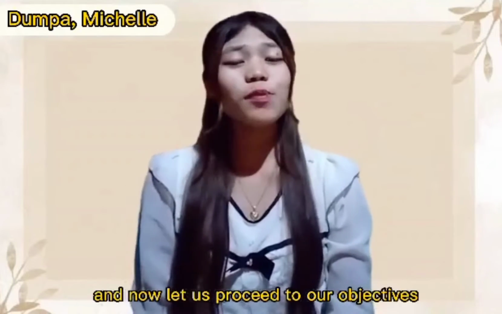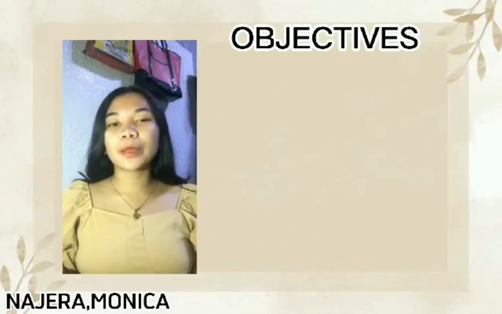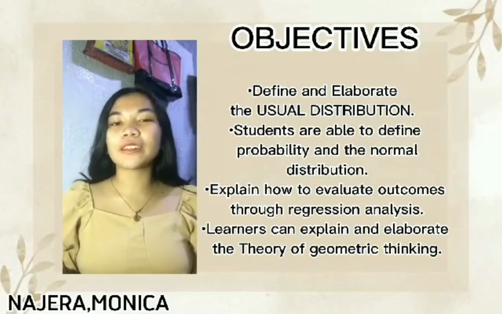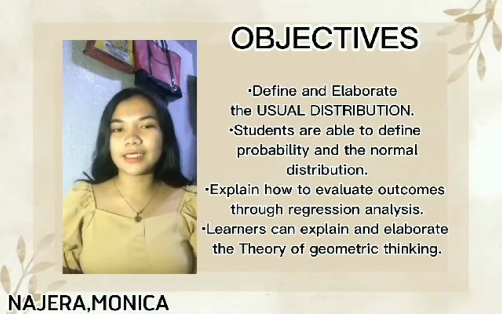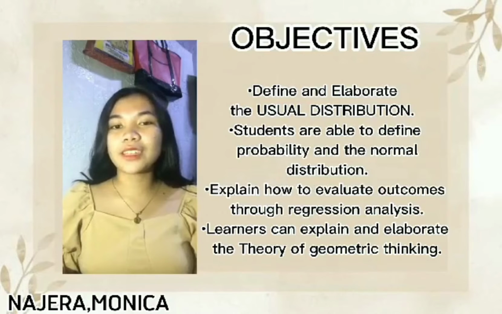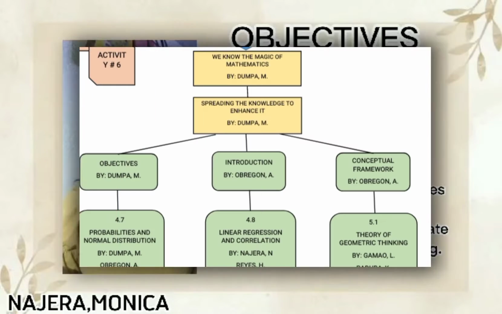And now, let us proceed to our objectives. Our objectives are to define and elaborate the parts of a normal distribution. Students are able to define probability and the normal distribution. Third, explain how to evaluate outcomes through regression analysis. And for the last, learners can explain and elaborate the theory of geometric thinking.